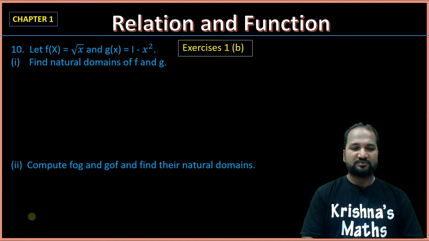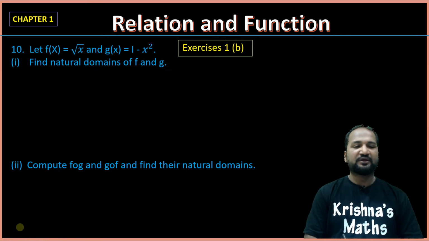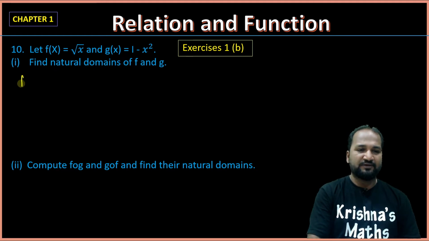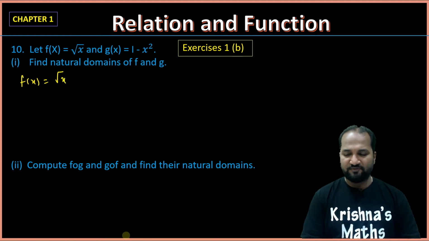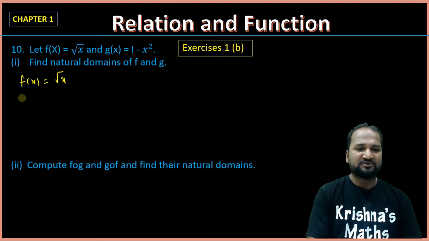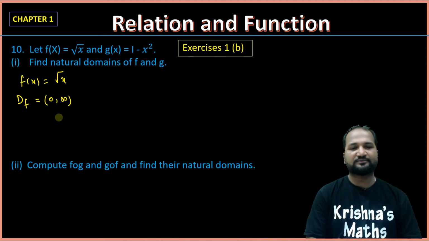So question number 10. What does question number 10 say? f of x is equal to root x and g of x is equal to 1 minus x square. Find the natural domains of f and g. Look, f of x is equal to root x. Root x, with root you can take 0 or positive values. So domain of f is 0 and positive, that is 0 to infinity. Negative values you cannot take.